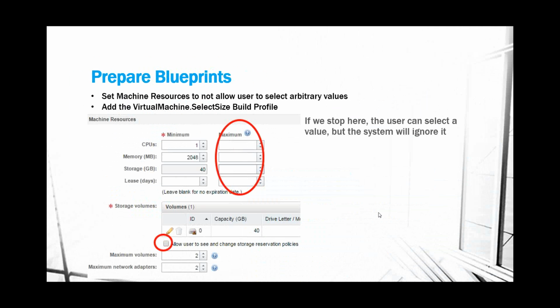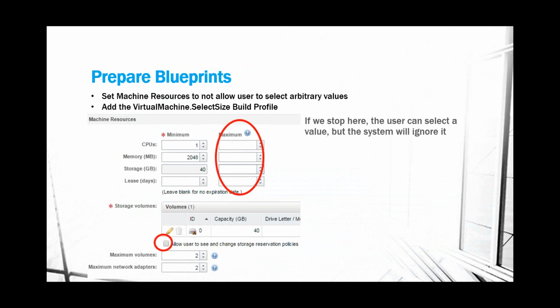All right, before we get into the modification of the workflow, we're going to want to make sure that we modify the blueprints to use them. So in this case, the ones that we're going to be adding our build profile to, we're going to remove the ability for the user to choose an arbitrary number of CPUs and the memory size and so on, and then remove from them also the ability to see and change the reservation policies. So this really only will allow them to see what we've configured for the default minimum values, and then also allow them to choose later the size that they want applied.